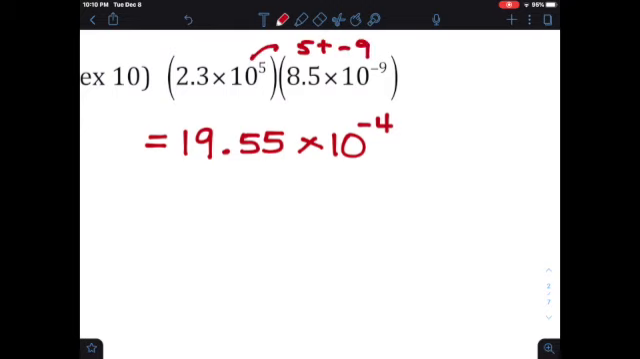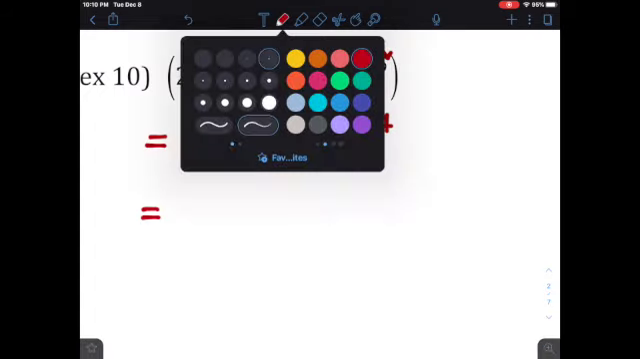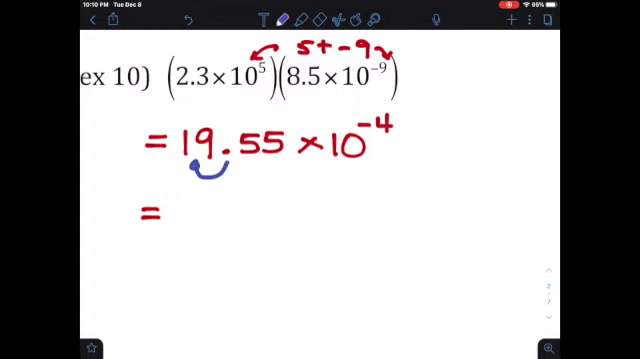Okay, it's this guy and this guy. So now what I'm going to do is change the 19.55 into scientific notation. So that's going to be from here, the decimal, and moving to there. So that's going to be 1.9 times 10 to the first power.